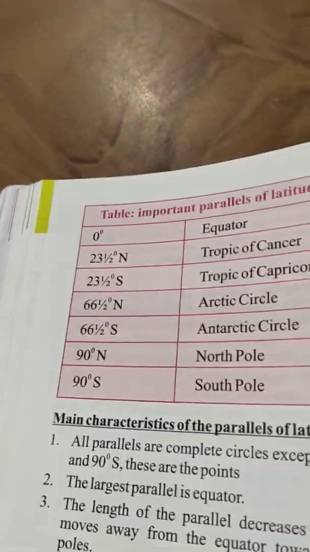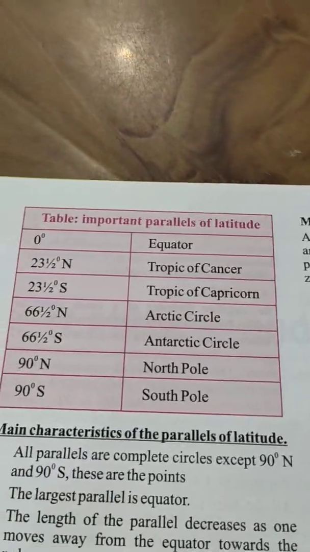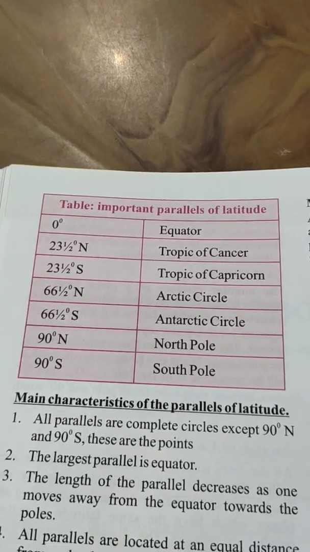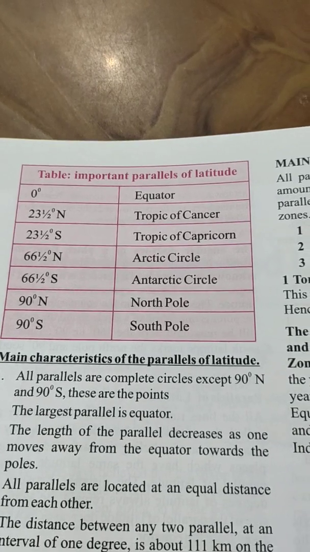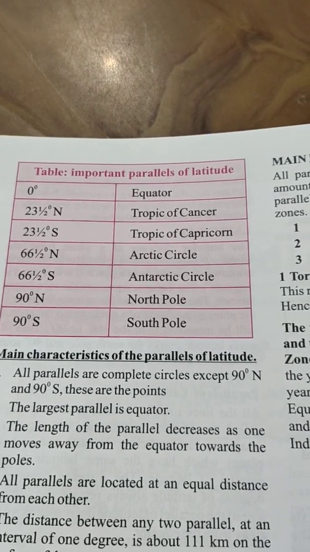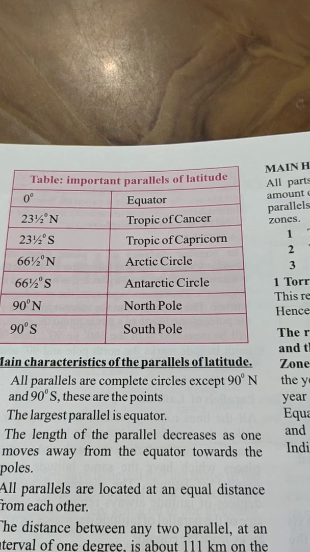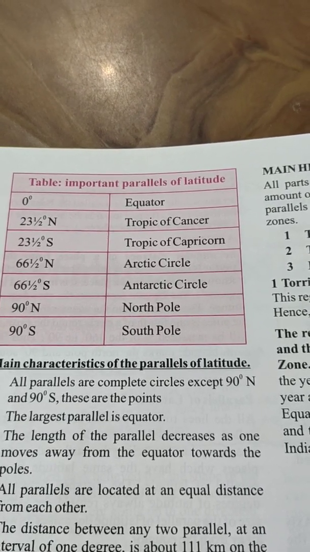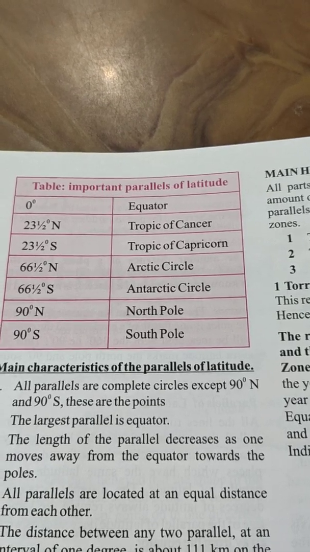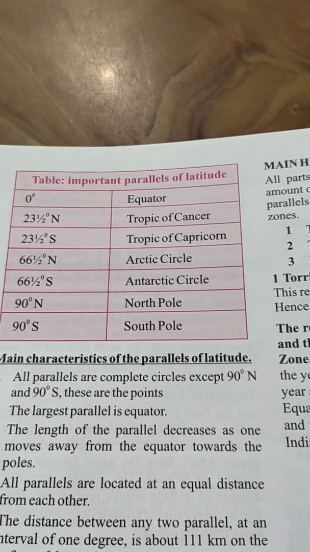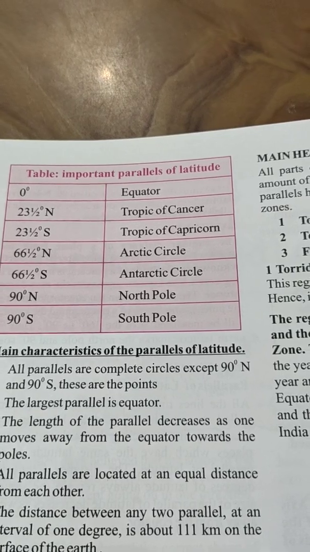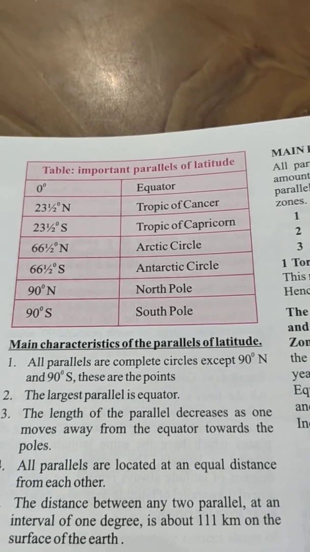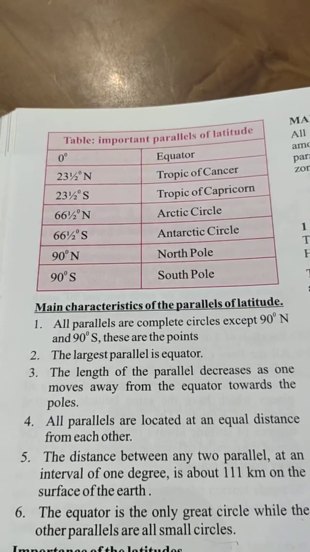Now we are on page number 120. Table: important parallels of latitude. 0 degree, equator. 23 and a half degree north, Tropic of Cancer. 23 and a half degree south, Tropic of Capricorn. 66 and a half degree north, Arctic Circle. 66 and a half degree south, Antarctic Circle. 90 degree north, North Pole. 90 degree south, South Pole.